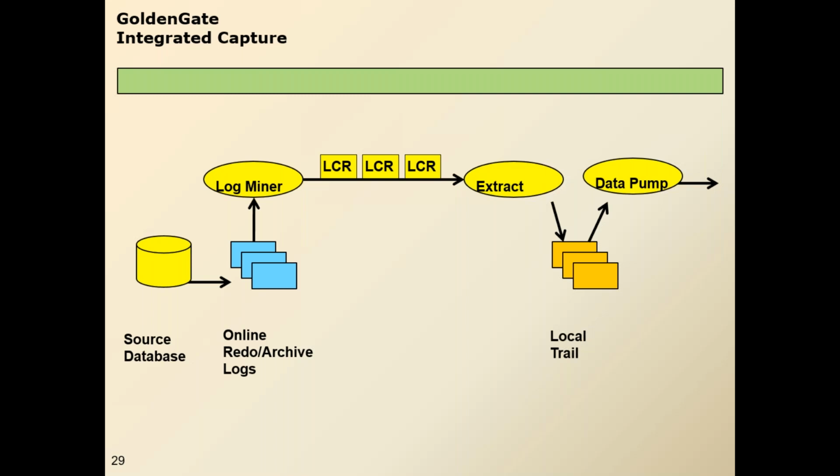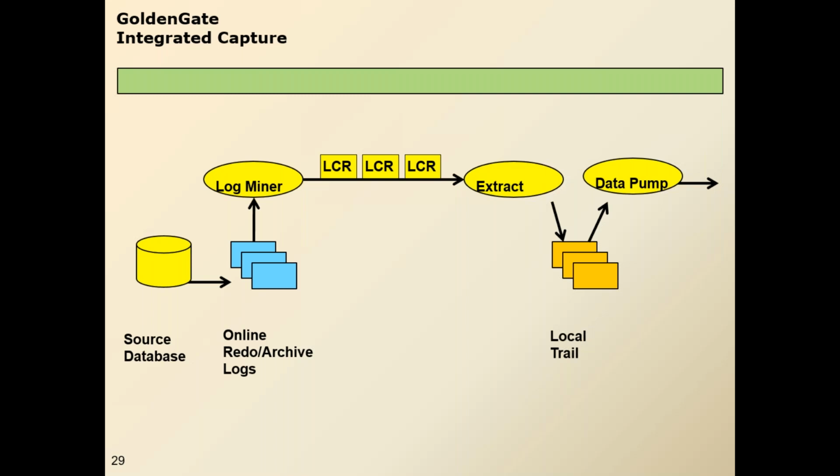What happens in integrated Extract is that whatever changes happen to the source database get written to the redo logs or backup of redo logs, which are archive logs. Now the copy of those changes gets written to the LogMiner database. So an automatic LogMiner build happens when you create the integrated Extract. You don't have to do anything extra. You will see when you do the setup.